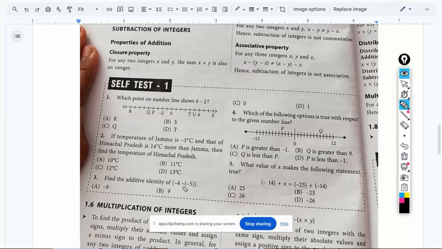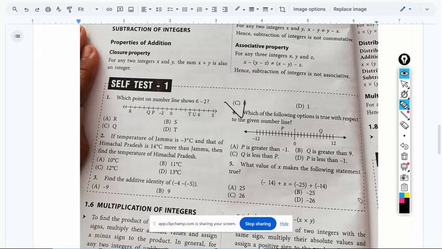Now, the additive inverse of minus 4 minus 5. As I said to you, we have to take the two minuses which are near each other and convert them into plus. So it will be minus 4 plus 5. Minus 4 plus 5 equals 1. That is the additive identity. So the additive identity of any integer is 0. Hence, the answer is 0.